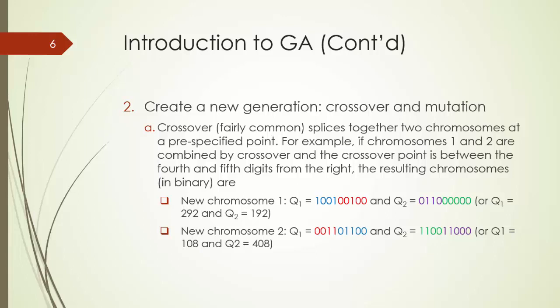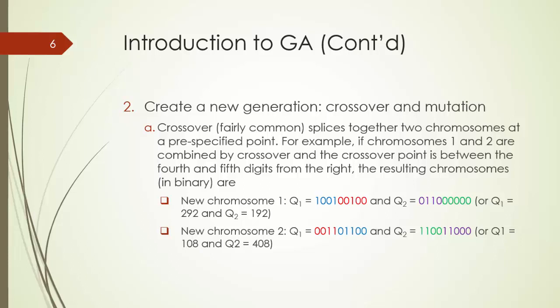Equivalently, Q1 is 292 and Q2 is 192. A new chromosome 2 is as follows. Q1 is 0011 01100 and Q2 is 1100 11000. Equivalently, Q1 is 108 and Q2 is 408. Note that the two original Q1s are used to create the two new Q1s, and similarly for the Q2s.